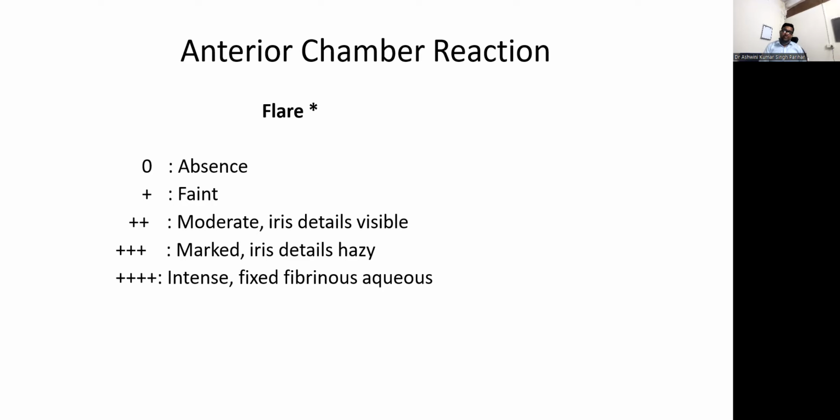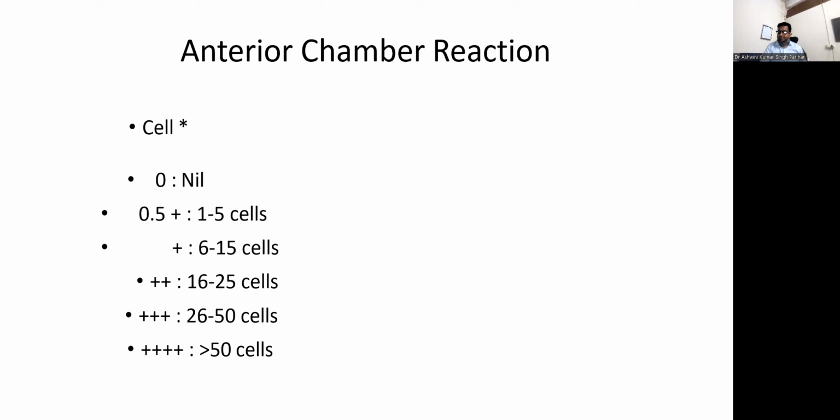When there is no flare, no light path seen, its absence, that is grade 0. Plus 1 when you see a faint flare, a faint light path. Plus 2 when the flare is moderate, but iris details are visible. Plus 3 when the flare is marked, you can see the iris, but the details can't be seen clearly. It's hazy. Plus 4 is the intense flare, fixed fibrinous aqueous. The full anterior chamber is filled with fibrinous material. You can't see the iris, you can't see any other details. So that is the flare.